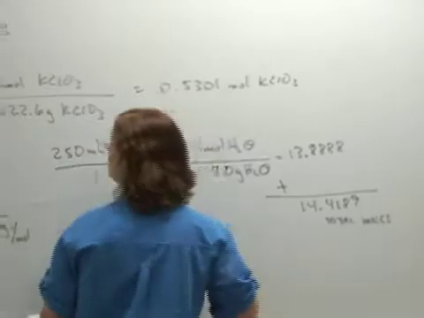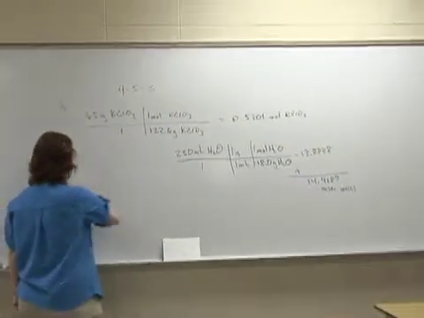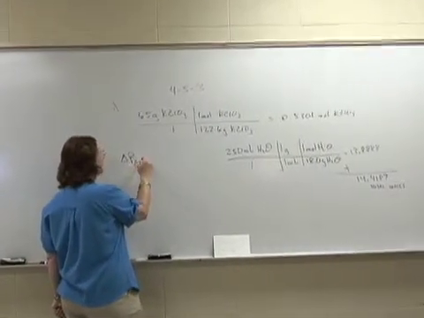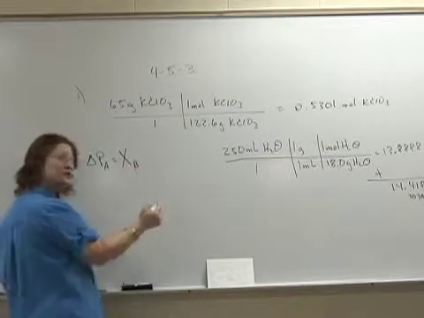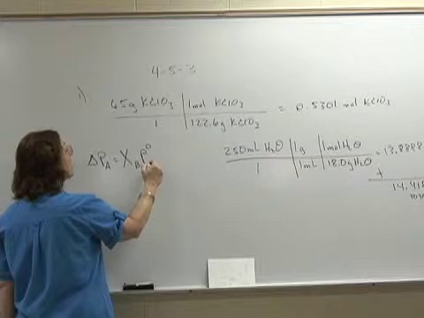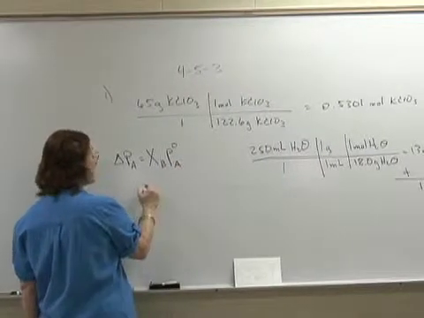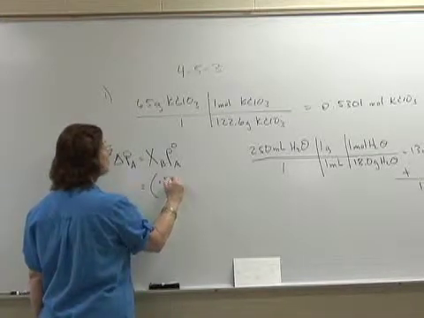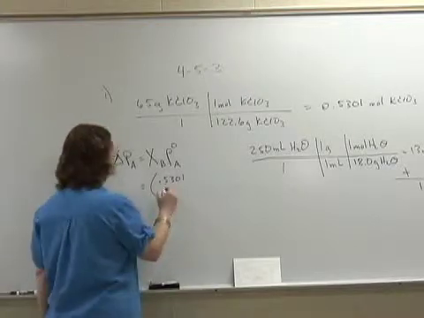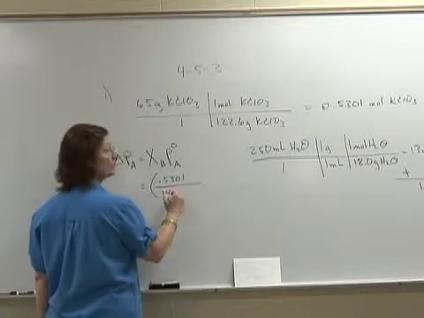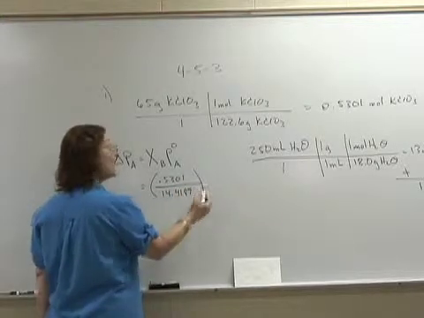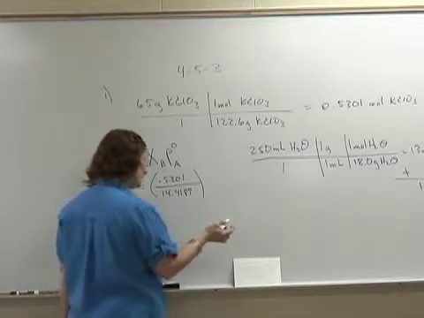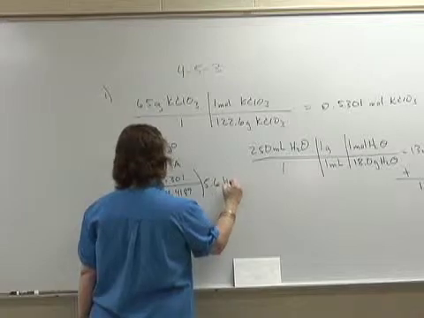Now, then we have to look at the equation. And what we're going to do is find the change in the vapor pressure of the solvent is equal to the mole fraction of the solute times the pure vapor pressure of the solvent. Now, my mole fraction here is of the solute, so I take my 0.5301 is the moles of my solute, divided by the total moles, which is 14.4189, and I multiply that by the pure vapor pressure, and I have that on a chart, and the pure vapor pressure is 5.6 kPa.